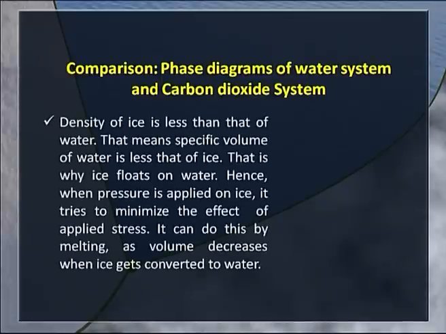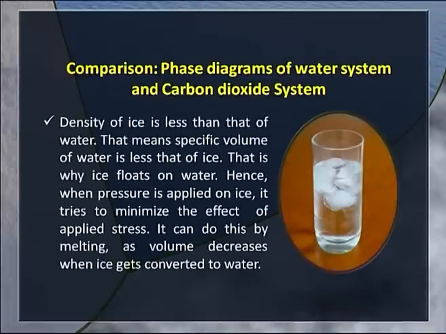Now, we know that the density of ice is less than that of water. That means the specific volume of water is less than that of ice. That is why ice floats on water. Hence, when ice is subjected to pressure, there is a natural tendency for ice to relieve the applied stress. This comes from Le Chatelier principle. So, ice starts melting. This way, it can reduce the volume.